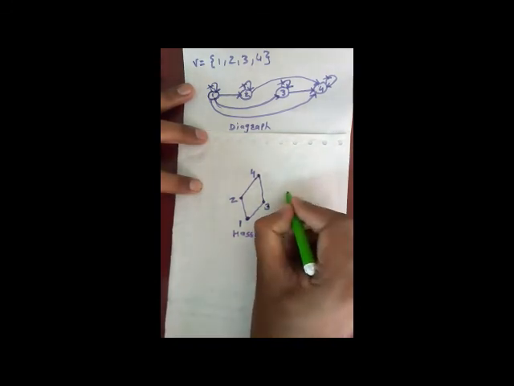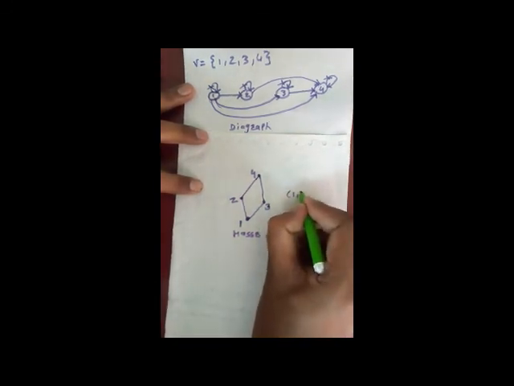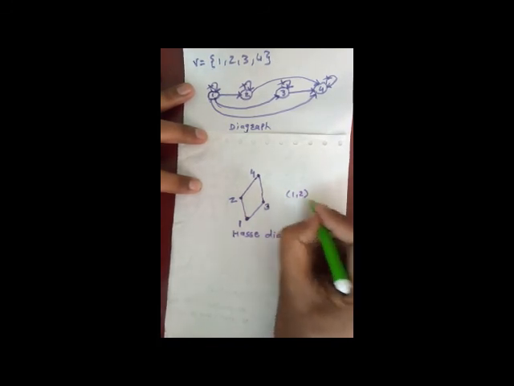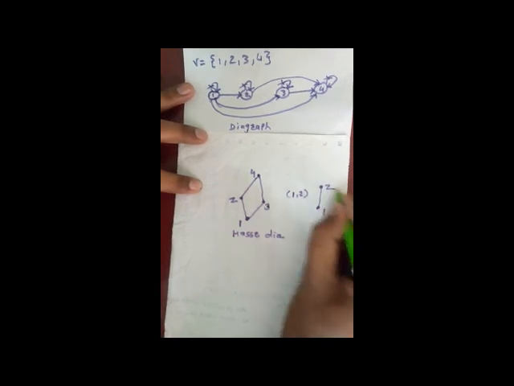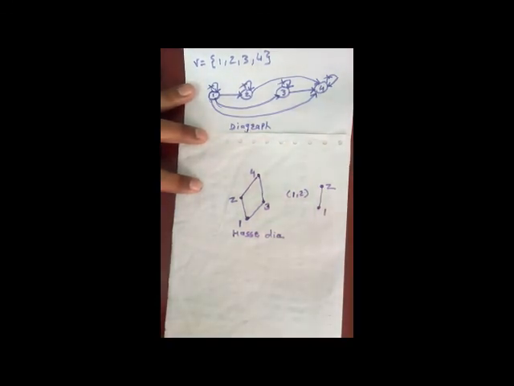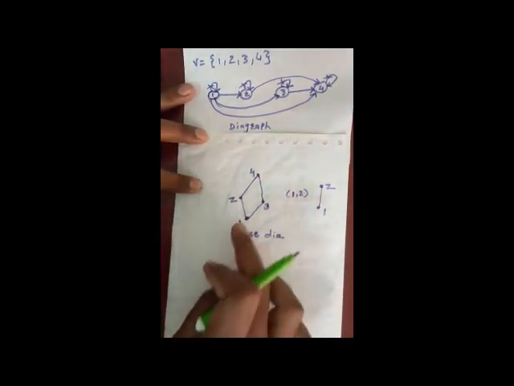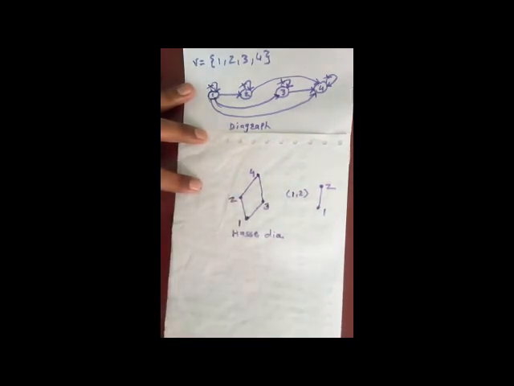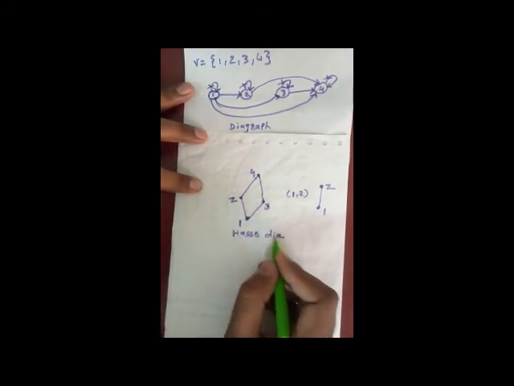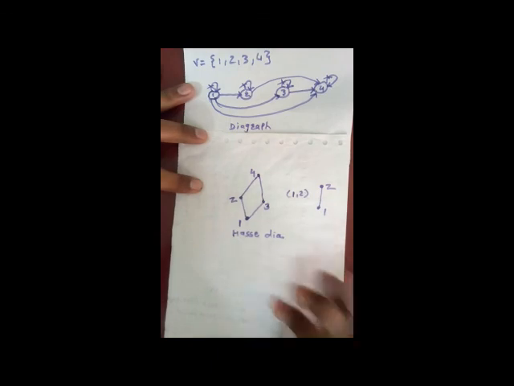In that, remember, if 1 is related to 2, then while drawing the Hasse diagram we have to consider 1 at the lower level and 2 at the upper level. In this way we can draw the diagram. So this is the answer of our third question, draw the Hasse diagram.